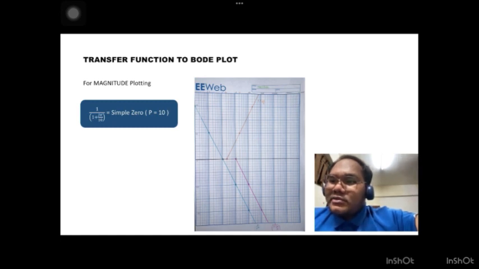the decade for 10 is 100, which is plotted at negative 20. Then the decade for 100 is 1000, which is plotted at negative 40. Then after that, we can connect the plot together to show us the plot.